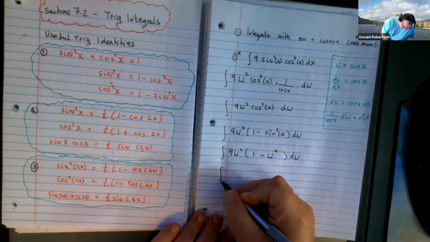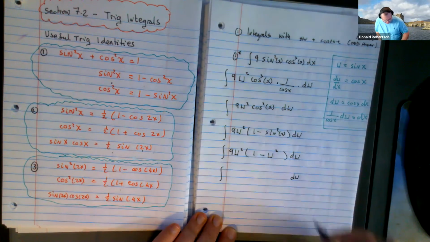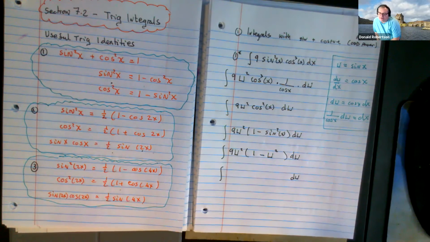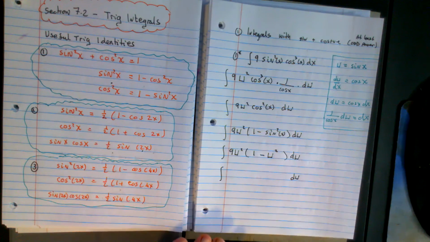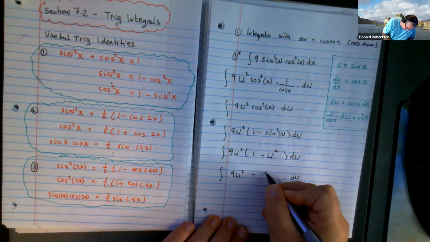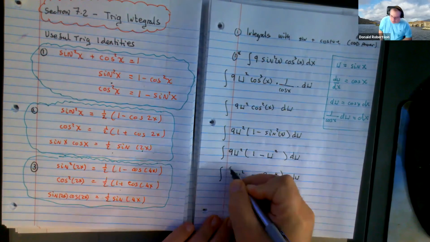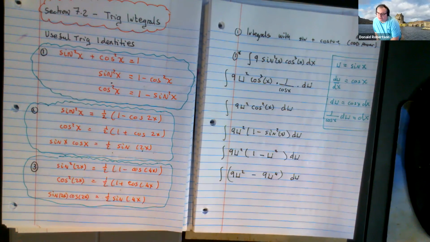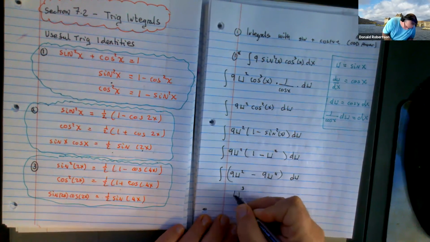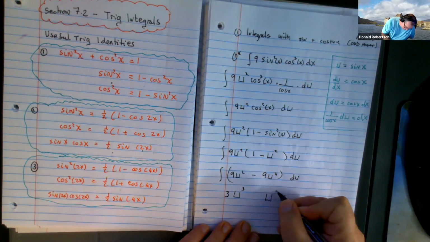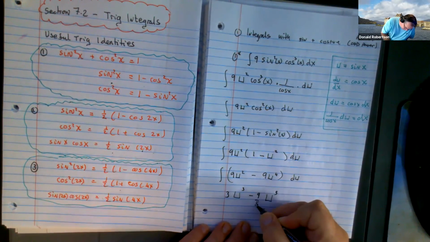What do you think I'm going to do next? What do you think I should do next? Distribute. And you get this guy. We're happy with that? Distribute? Makes sense? Okay, doesn't this end up being a very simple power rule? Just add 1 to the power, divide by the new power. So let's see what we get. Add 1 to the power, divide by the new power. Add 1 to the power, divide by the new power, plus c.